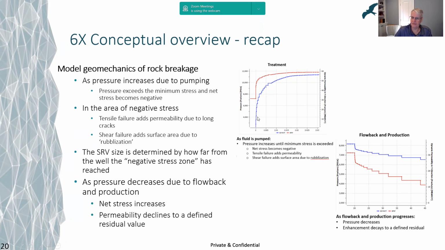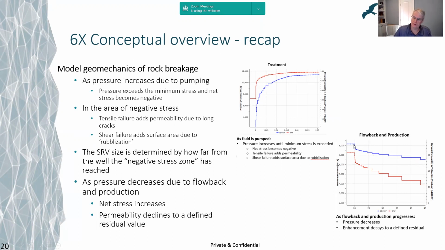When we get that negative net stress, we start adding extra permeability up to either a maximum amount based on our input or a maximum amount based on how much net stress we achieved. When we shut that stage, the pressure will continue to equilibrate, and in some places that pressure will decrease and gradual closure will initiate. Then when we start to flow back, the pressure will decrease faster and we'll start to lose significant amounts of our enhancement.